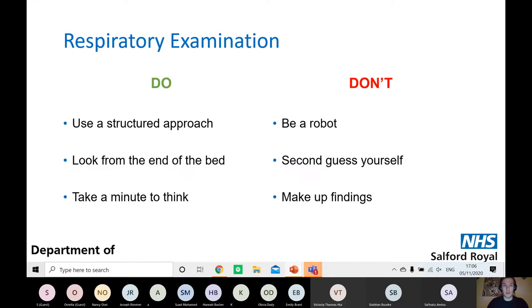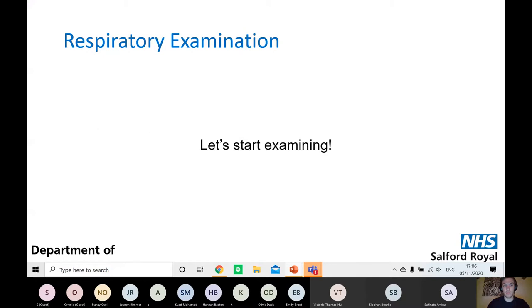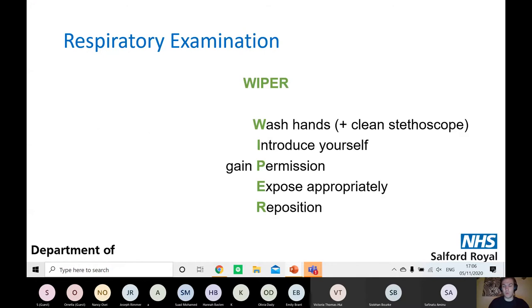So with the examination, like we said last time, be structured, be methodical, don't be robotic, react to the person that you see in front of you. So let's go through. As always, we're going to start by washing our hands, cleaning our stethoscope, introducing yourself, getting permission, exposing the patient appropriately, and putting them in the correct position.